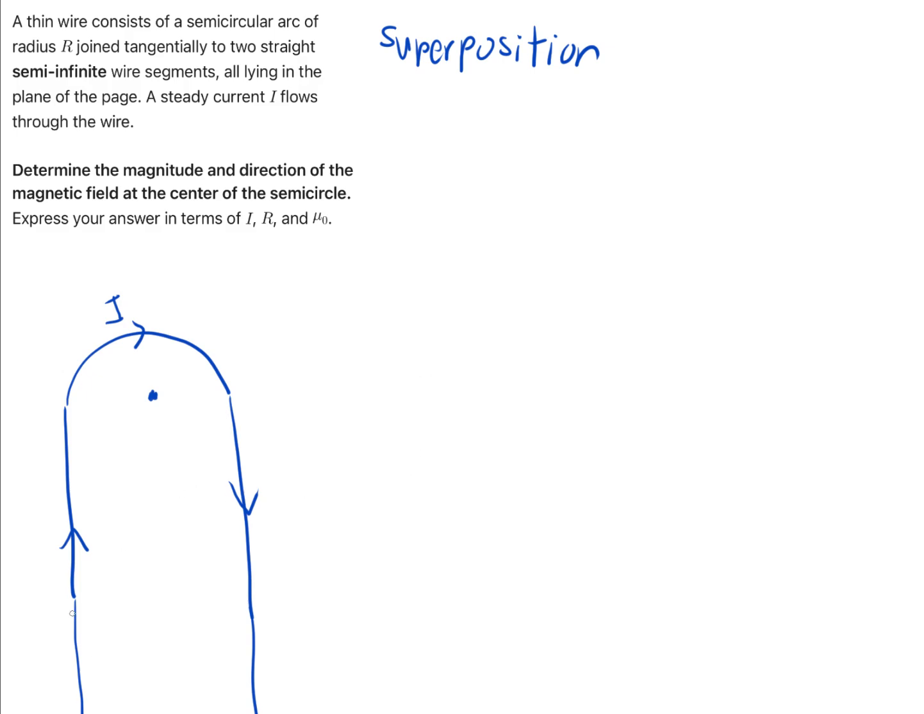So if we divide this up into three major pieces, we have the semi-infinite wire on the left side, the wire on the right side, and the semicircle. These are our three main pieces. We can take it apart and add the total magnetic fields from each of these three segments. Let's start by figuring out the magnetic field of this wire here. To find the magnetic field, we can use the Biot-Savart law.